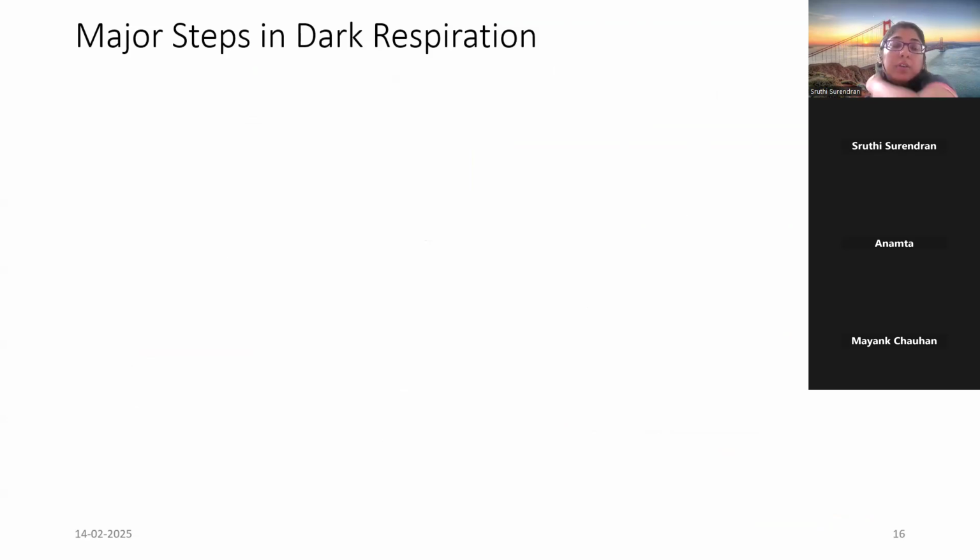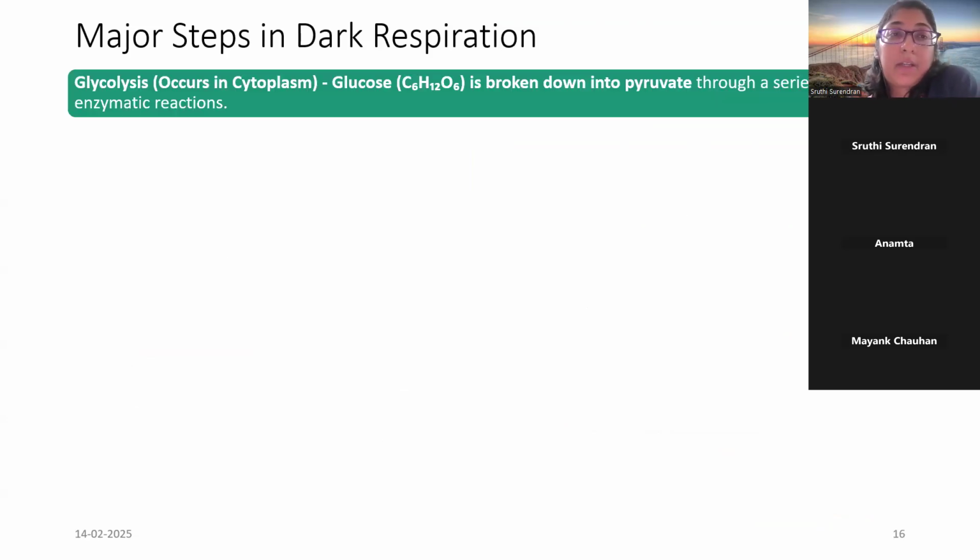Then we talked about the process of dark respiration, where there are three major processes happening. This is called dark respiration because this doesn't need light to occur. And this is a very important kind of respiration. Unlike photorespiration, this respiration process is what is helping in the growth and maintenance of plant cells. So it is a very important kind of respiration. Oxygen is consumed and carbon dioxide is released during this respiration process.